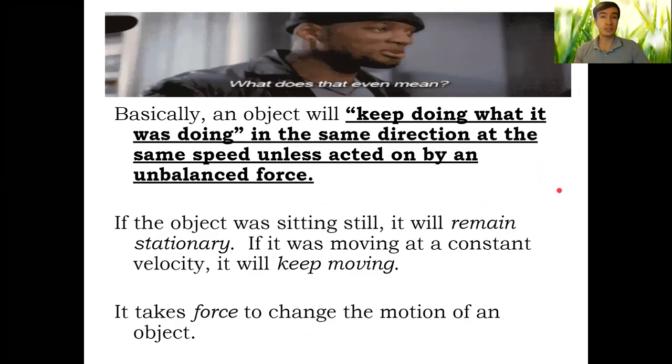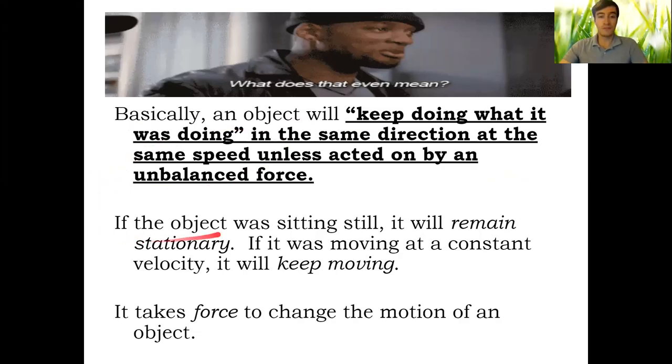So essentially, this first law is saying that an object will keep doing exactly what it was doing, in the same direction and at the same speed, unless some sort of new force comes in and is exerted on it. And by force, we mean something that alters the motion of an object. So when you push or pull something, or when you blow on something, or when something vibrates or shakes, that's due to a force being exerted.